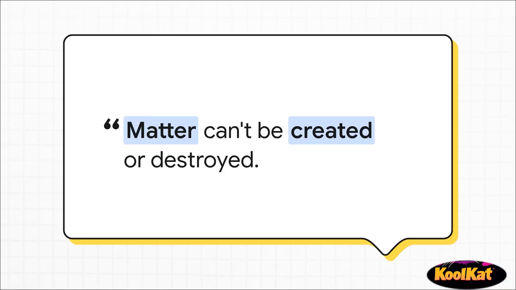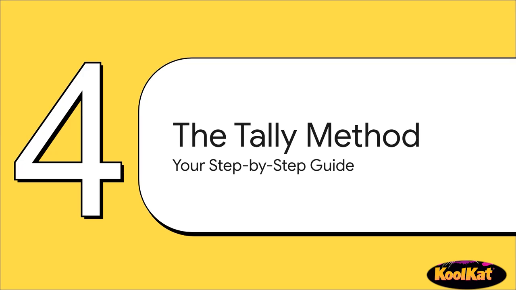So whatever atoms you start with, your ingredients, you have to end up with the exact same number of those atoms in your final product. Nothing gets lost along the way. Okay, so how do we actually do that? How do we make sure everything lines up perfectly?